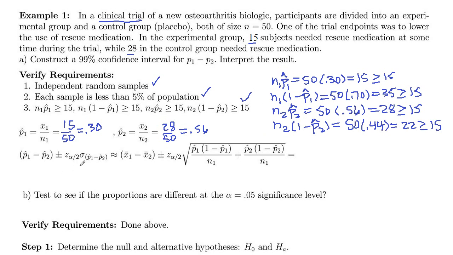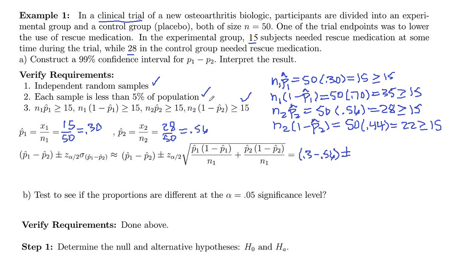So then this is the formula for our interval. We're using the approximation because we don't know P1, P2, but we do know P1 hat, P2 hat. So we don't want X1 bar in there; we want P1 hat minus P2 hat. Typo. So first proportion 0.3, second one 0.56. So this will be 0.3 minus 0.56 plus or minus Z alpha over 2.